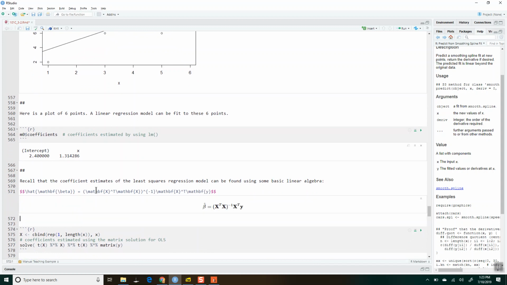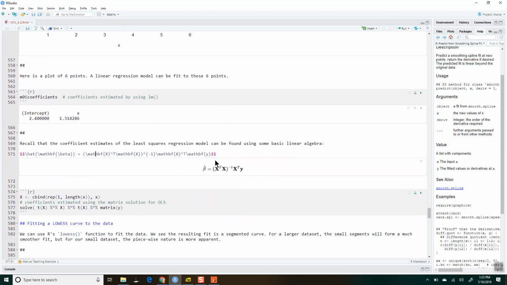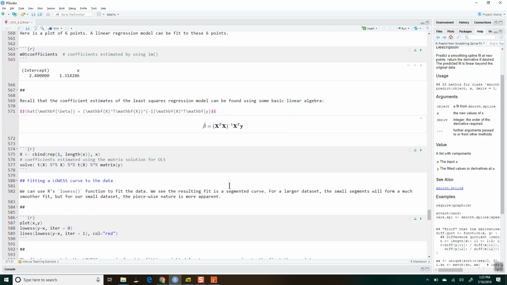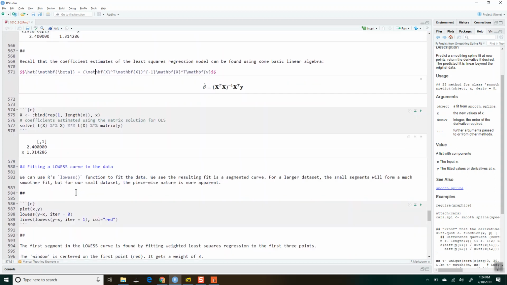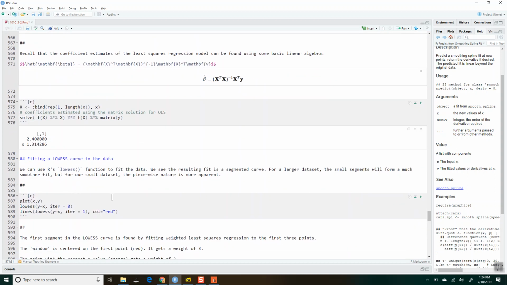This can be obtained by doing your regular old matrix operation, X transpose X inverse X transpose Y. We should have this memorized by now, tattooed on your body. If I did that, we would get these coefficients like that.